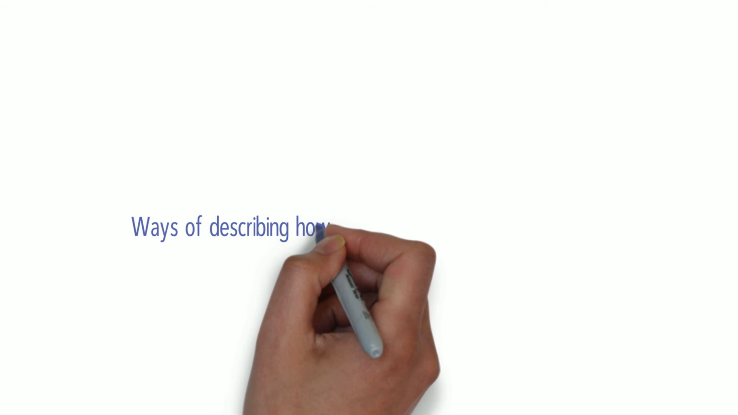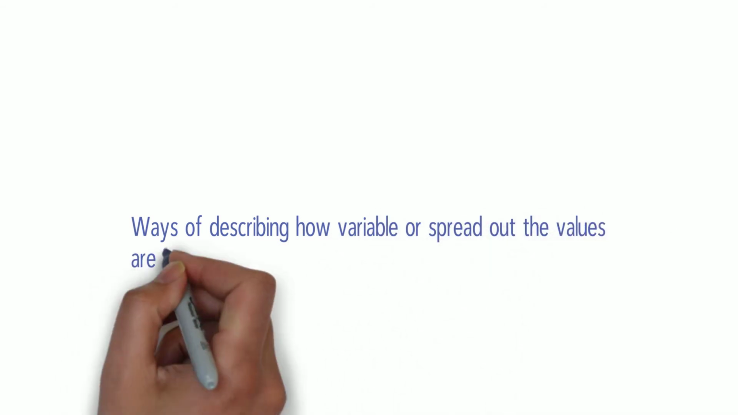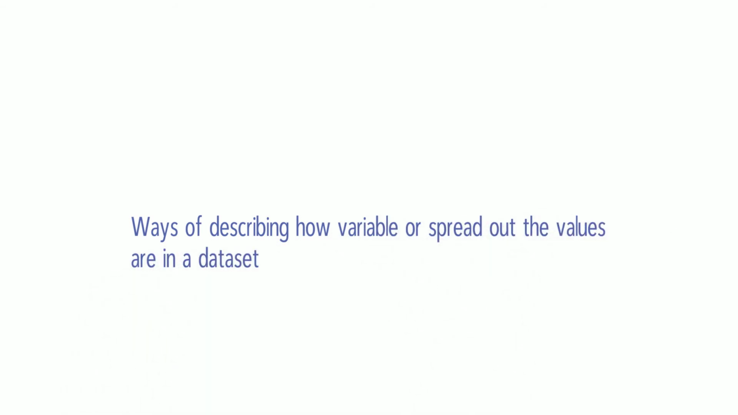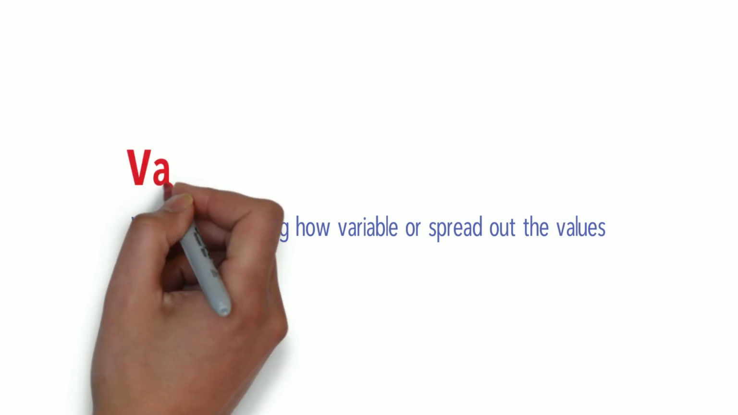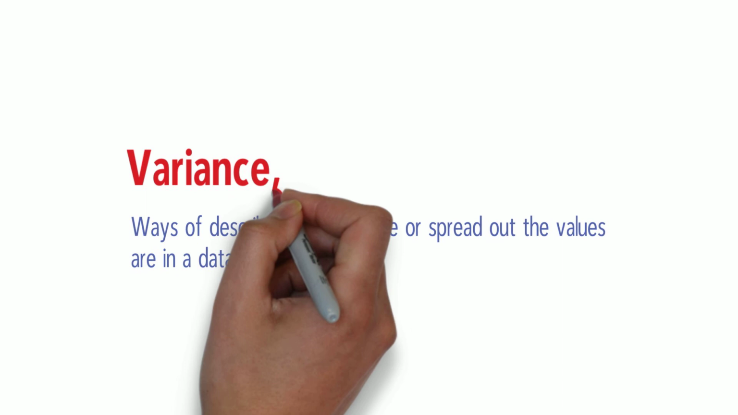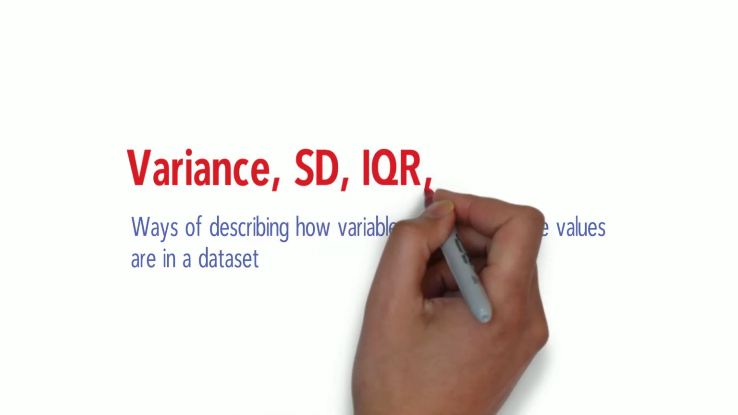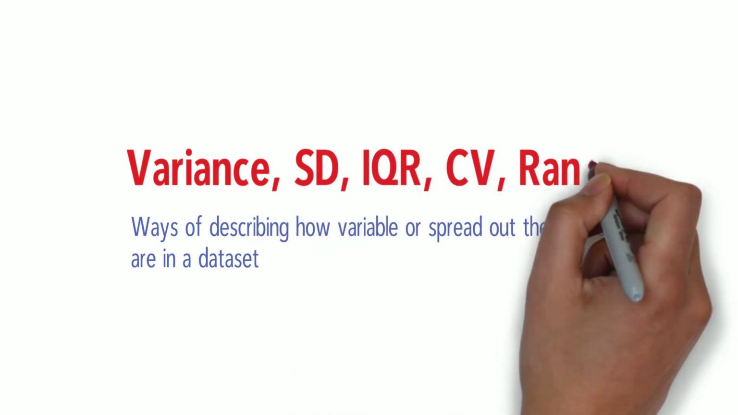Everyone, in this video we are going to discuss measures of the spread, also called dispersion, in data. These are all ways of describing how variable or spread out the values are in a data set. We'll look at 5 of these: variance, standard deviation, interquartile range, coefficient of variation, and range.